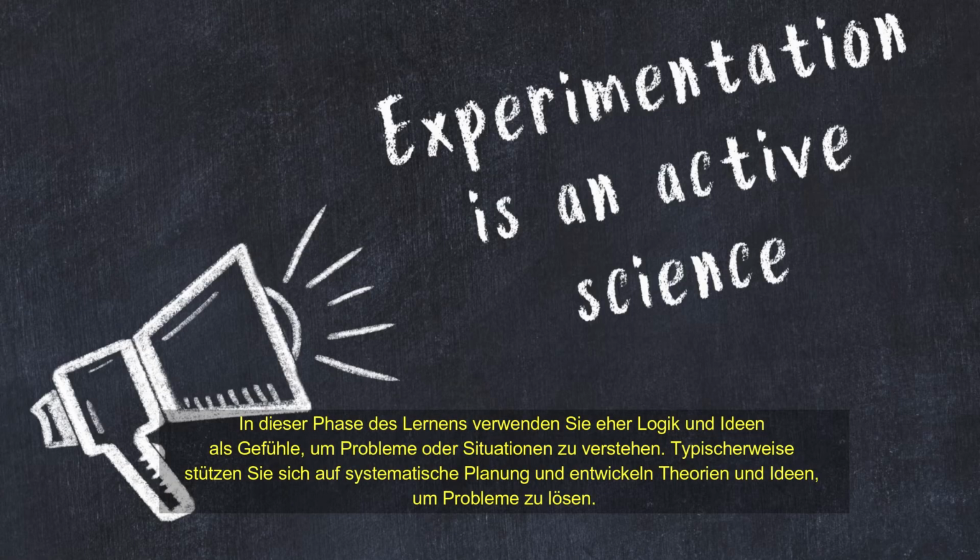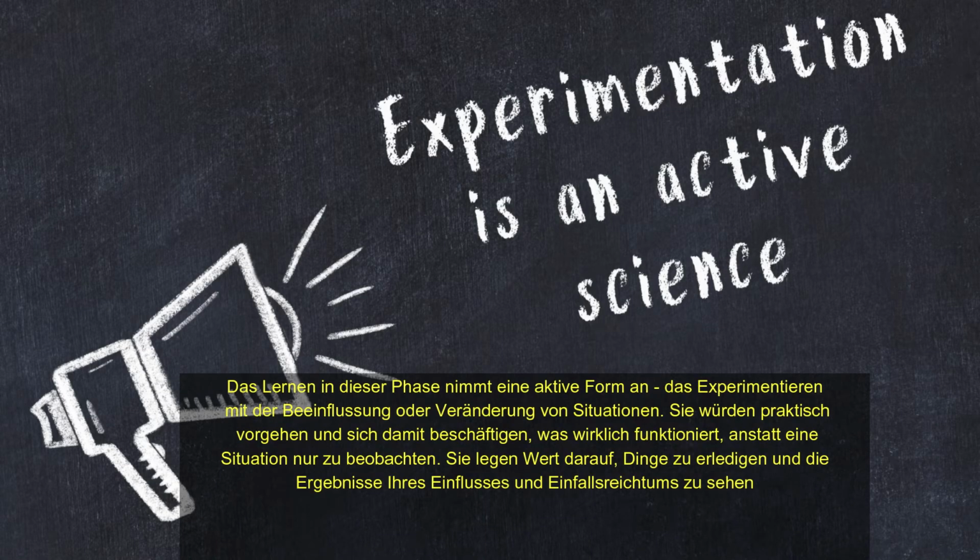In the stage of active experimentation, learning takes an active form, experimenting with influencing or changing situations. You would take a practical approach and be concerned with what really works, as opposed to simply watching a situation. You value getting things done and seeing the results of your influence and ingenuity.